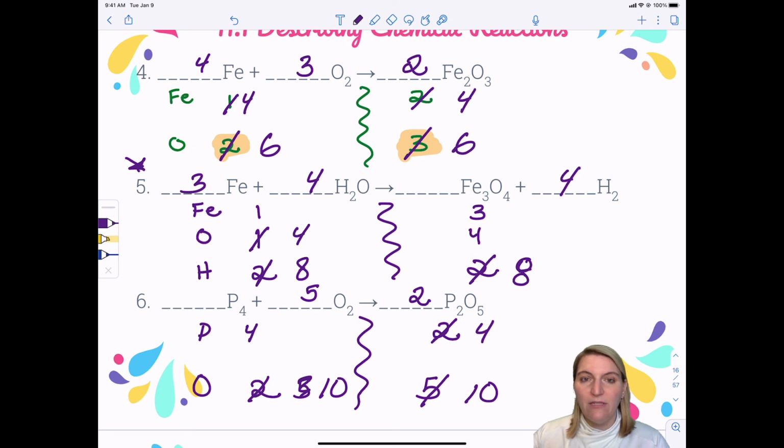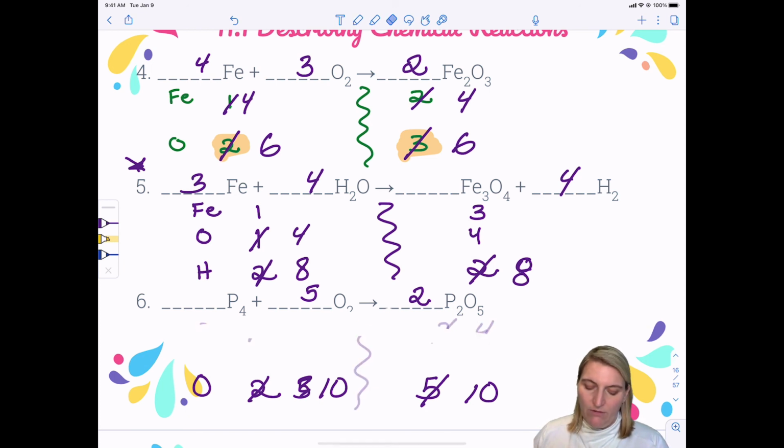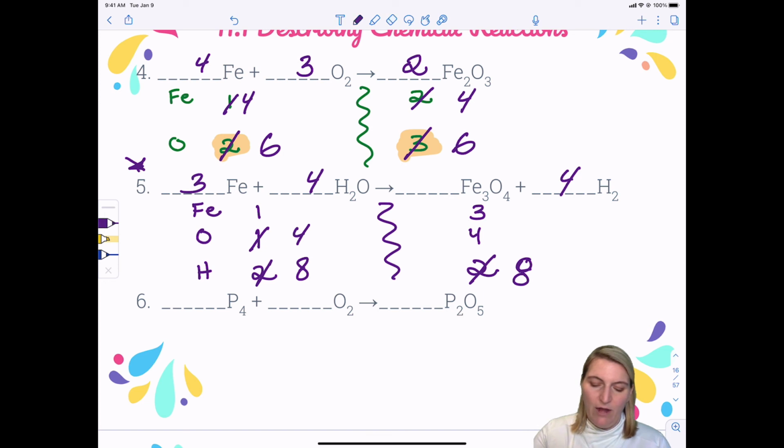As we're first doing it, we write this element inventory out, but eventually you really won't need to. When you do this on a test, you don't need to write out the element inventory. If you want to, you could do it in your head by looking and saying 4 phosphorus, 2 phosphorus, so put a coefficient of 2 there. 2 times 5 is 10, so a coefficient of 5 in front of the O2. So you don't have to do the element inventory, but it is a good trick to use, especially as you're first learning.